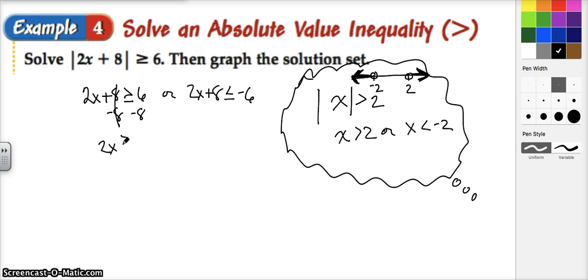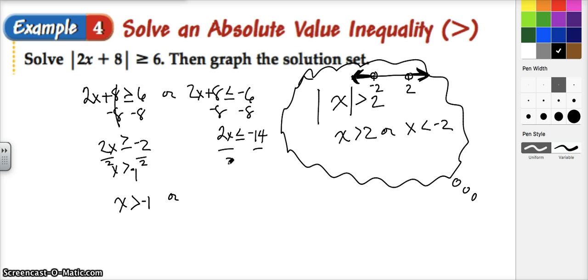So then we get 2x is greater than 6 plus a negative 8, which is a negative 2. x is greater than, divide both sides by 2. Since that's positive, no flipping of the sign, negative 1. So x is greater than negative 1, or I'm going to solve this guy. Subtract 8 on both sides. I get that 2x is less than or equal to negative 14. I'm going to divide both sides by 2, and x is less than or equal to negative 7. So x is either greater than negative 1 or x is less than or, and I think this should have been equal to, my bad. I lost it. Don't be mad. x is either greater than or equal to negative 1 or x is less than or equal to negative 7.